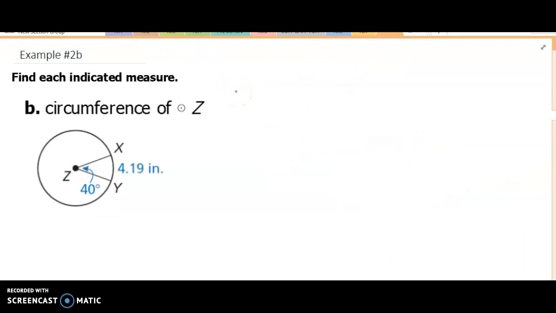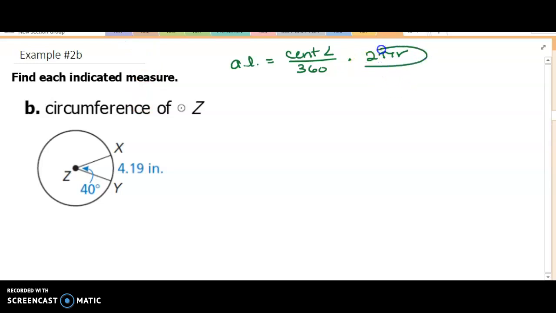All right, let's do example 2 here. So arc length equals central angle over 360 times 2 pi r. Okay, I want to find the circumference of the circle. Because I want to find the circumference, and 2 pi r is the circumference, rather than putting 2 pi r and double doing steps, I'm just going to put times c, circumference. So now I just want to solve for c.